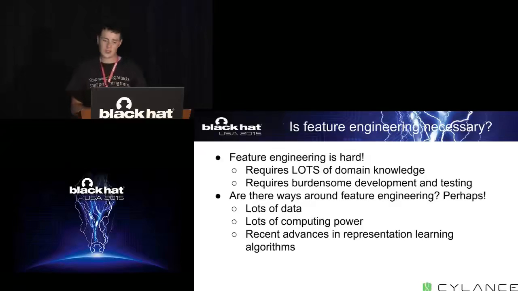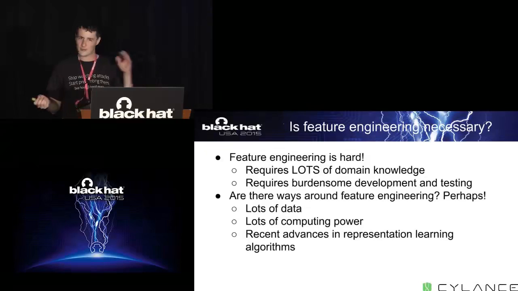So maybe we should ask ourselves if there are ways around feature engineering. In other words, some magical algorithm that we just dump data into and it gives us good output predictions. So are there ways around feature engineering? Yeah, I would say so. If you have a whole lot of data and you have a whole lot of computing power and you take advantage of these advances in deep learning or representation learning algorithms, you can usually do quite well.